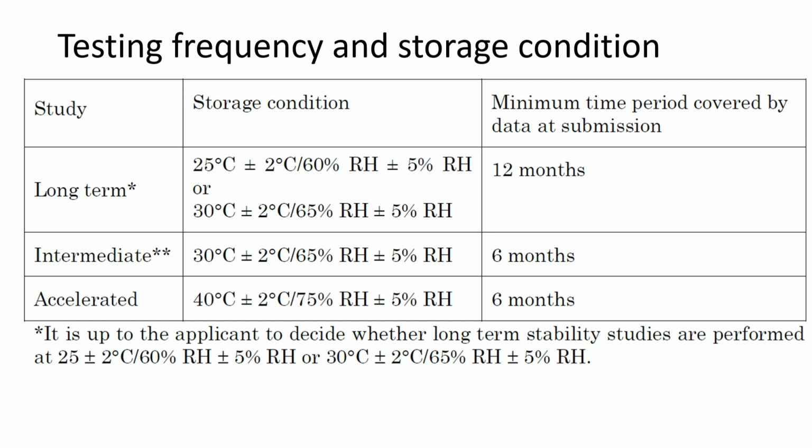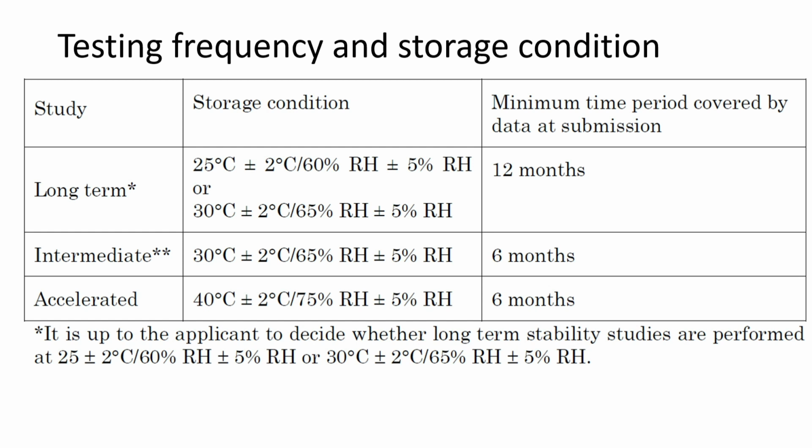Long term is 25/60, that is 25 degrees centigrade and 60% RH. It has to be done for a minimum of 12 months. So in the first year, 3, 6, 9 and 12. In the second year, after every 6 months, like 12, then 18, 24, and after 2 years it will be on a yearly basis, like 24, 36, 48.